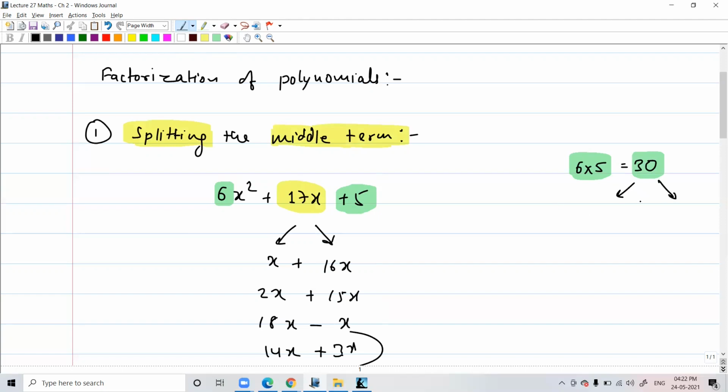And we have to do it in a particular way. Let's do it like this. Okay, so 30, how can you write it? You can write 30 as 1. Sir, I'm not able to see what you're writing, sir.